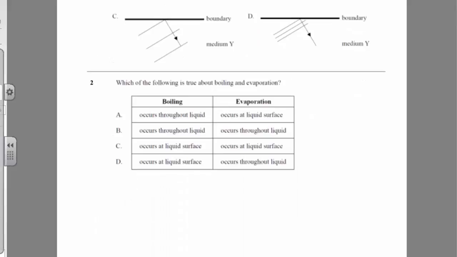Question 2. Which of the following is true about boiling and evaporation? Boiling occurs throughout the liquid. That's true. So it's got to be either A or B. And evaporation occurs only at the liquid surface, so it's got to be A as the answer.